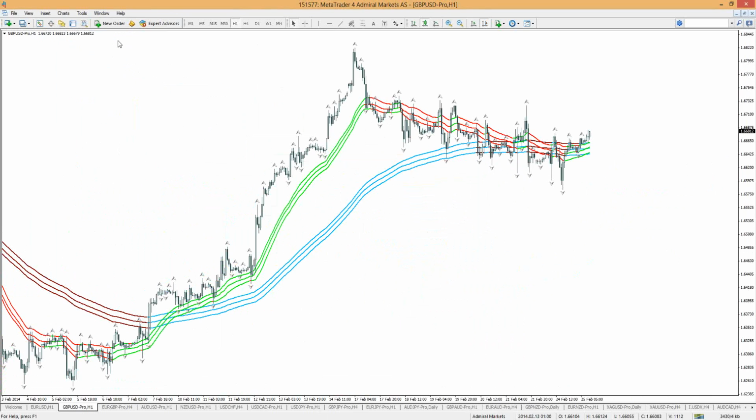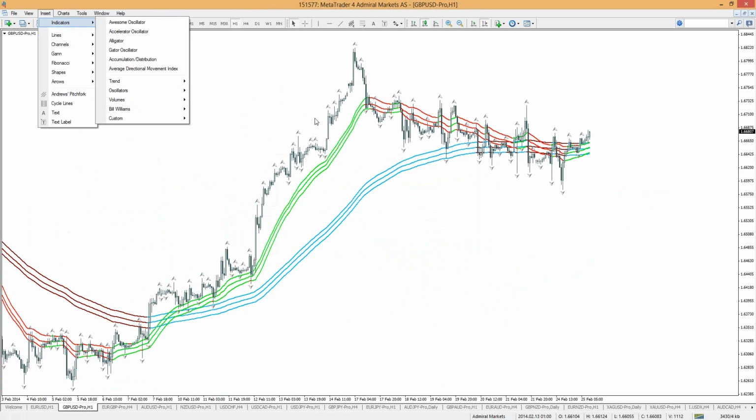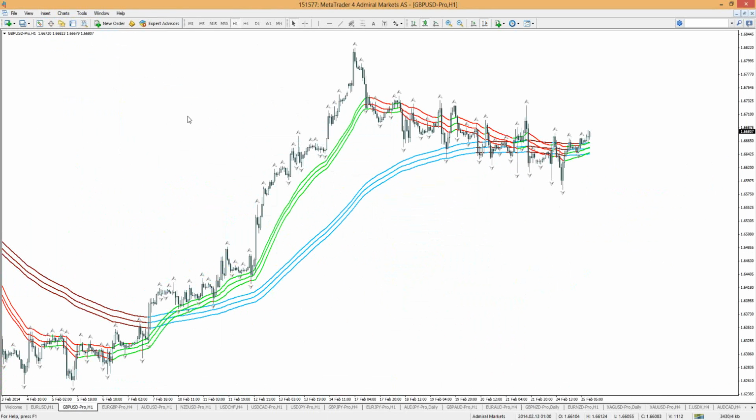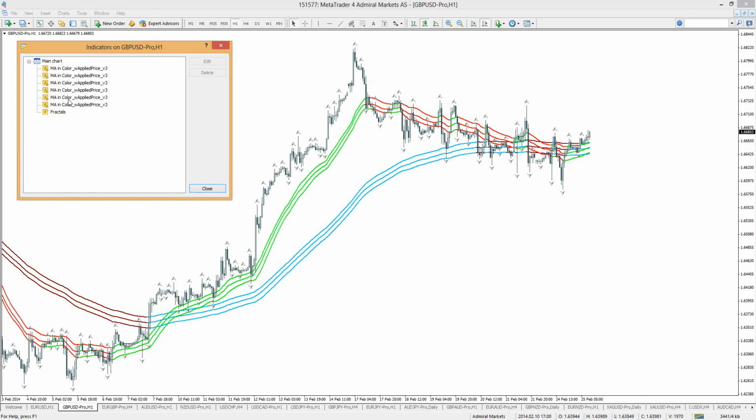The name of the indicator, let's see, let me check. What was it? MA in color, applied price. But if anyone sends me an email, there's no problem. I'll send it to you, okay? If you don't want to go, I can imagine, I don't like searching either, so.